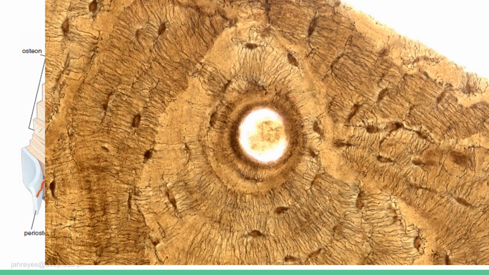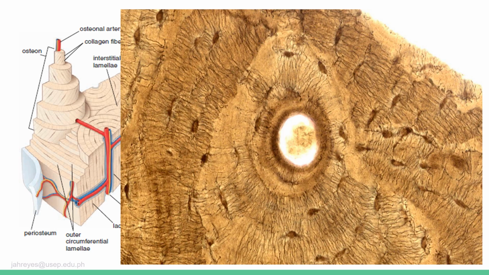So here we do not see much of an example of the Volkmann's canal. What we see is the Haversian canal. This is another section of that view. So this is the circular opening that contains the different blood vessels here, but it is not visible here.